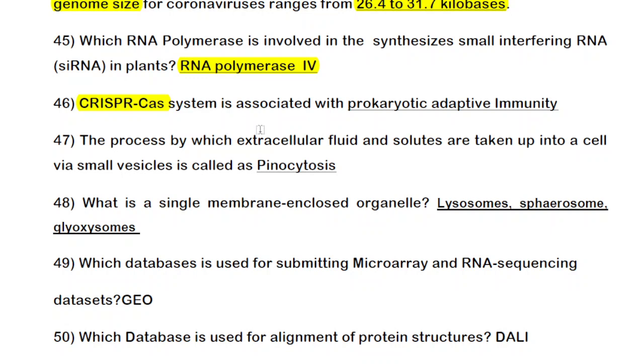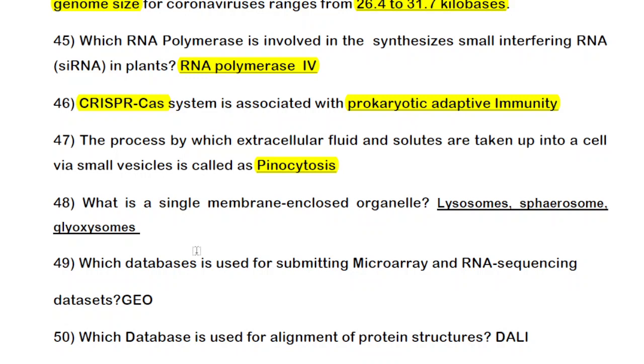CRISPR-Cas was first observed in E. coli only. It is associated with prokaryotic adaptive immunity, which is an immunity that protects against viruses. Okay, 47, the process by which extracellular fluid and solutes are taken up into the cell by a small vesicle is called pinocytosis, and pinocytosis is an active energy requiring process and it is a kind of endocytosis.